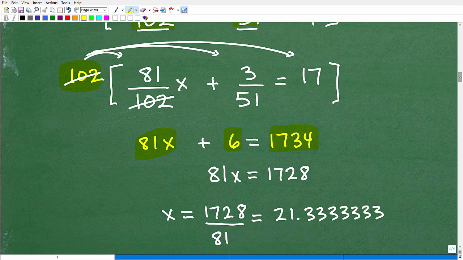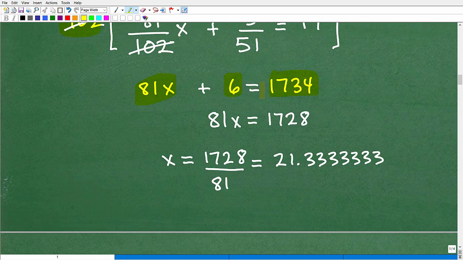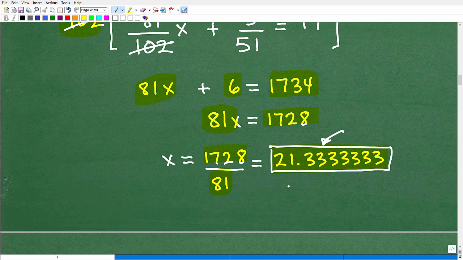And now this is just a basic equation to solve. I'm going to subtract 6 from both sides of the equation, leaving you with 81x equals 1728. So to solve for x, I need to take that 1728 and divide by 81, and I would get this decimal. Okay, so 21.333 repeating. This is the answer in decimal form.